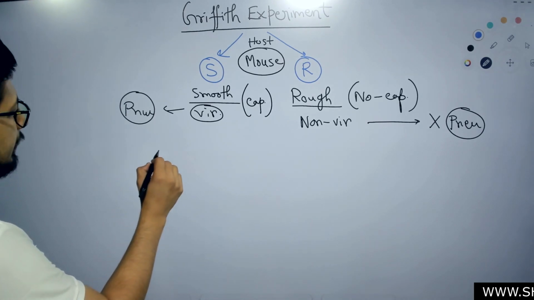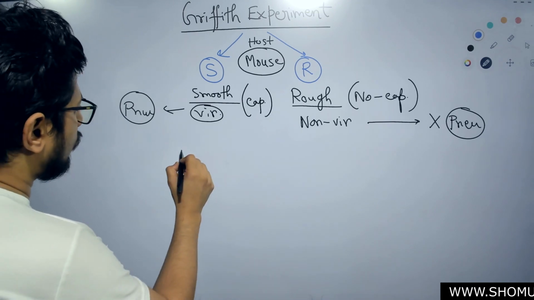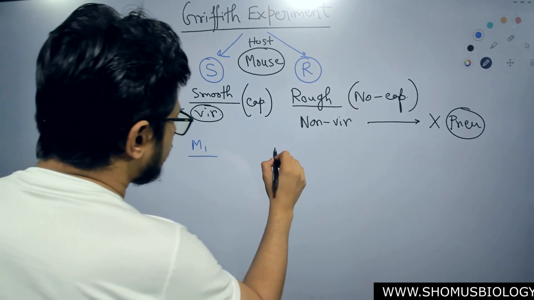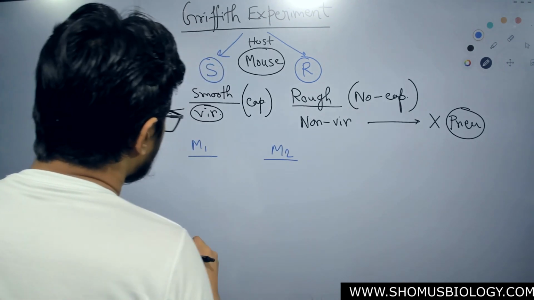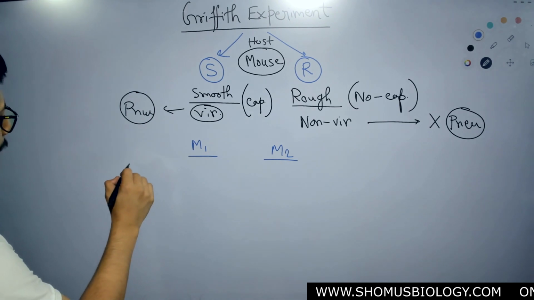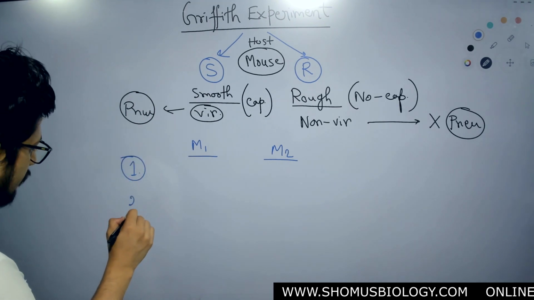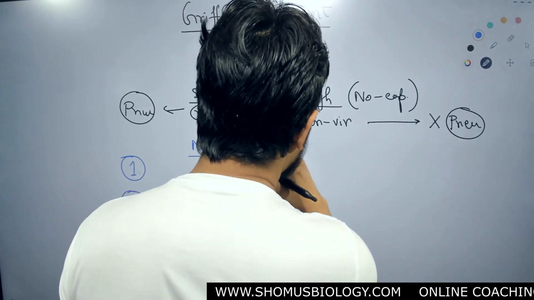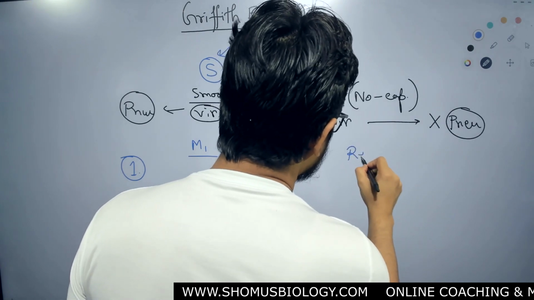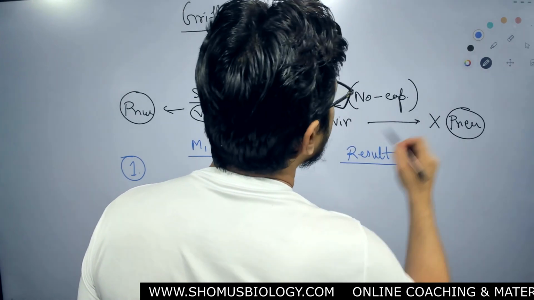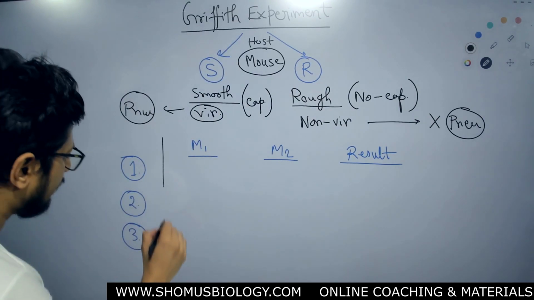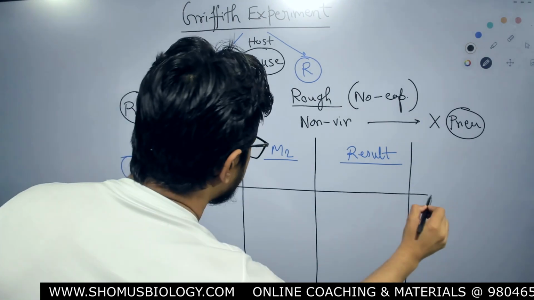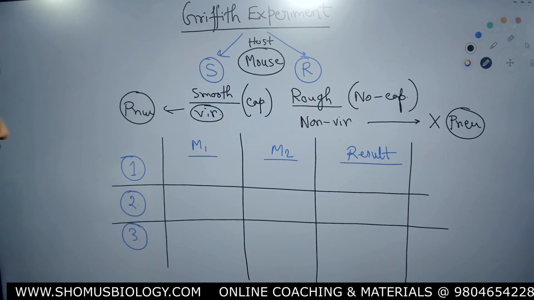Okay, I'll type it in. So let's say this is mixture 1, this is sample 1, and this is sample 2. We are making a mix here, and these are three situations: situation 1, situation 2 and situation 3, and we are going to see the result. So this is very clearly the table for Griffith's experiment. For these three situations, I'll be drawing this table for you.